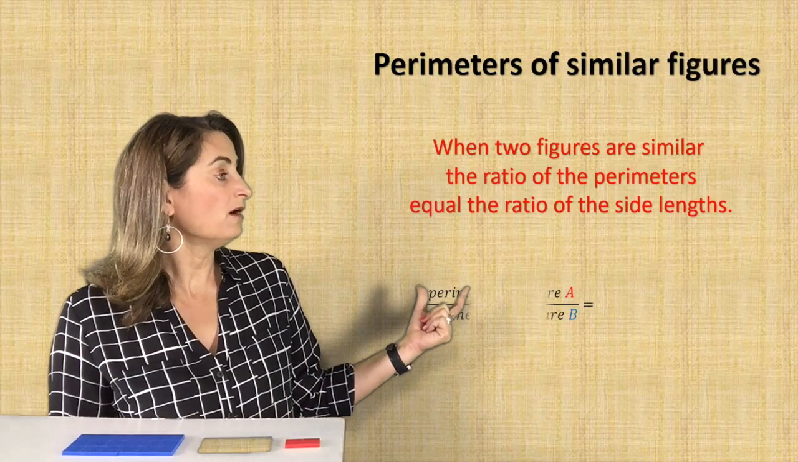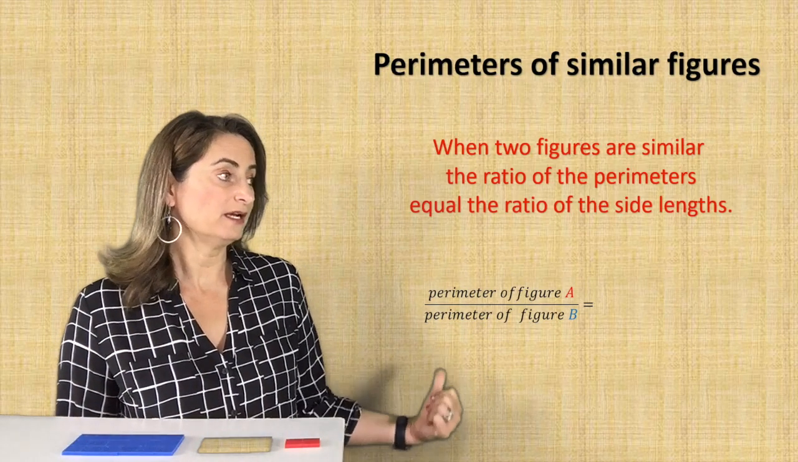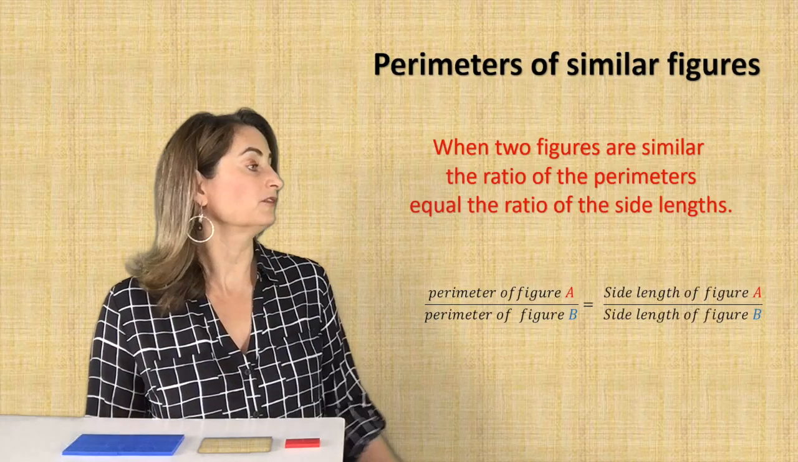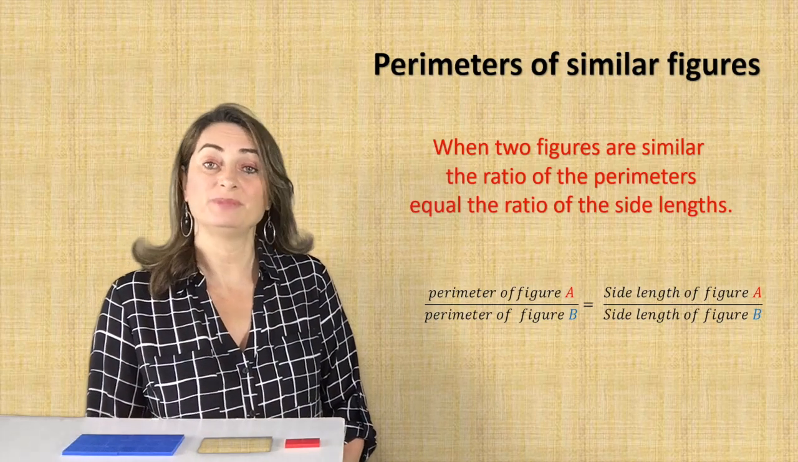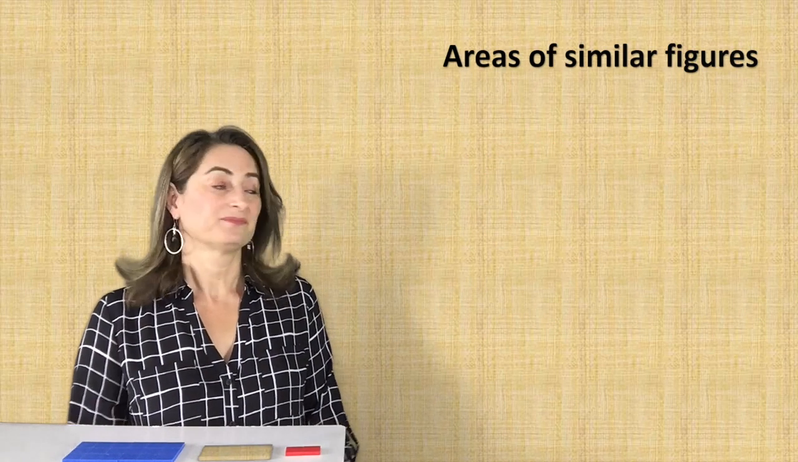So the perimeter of figure A to the perimeter of figure B, that's a ratio, equals the side length of A to the side length of B. Those are equal ratios. Now areas of similar figures.